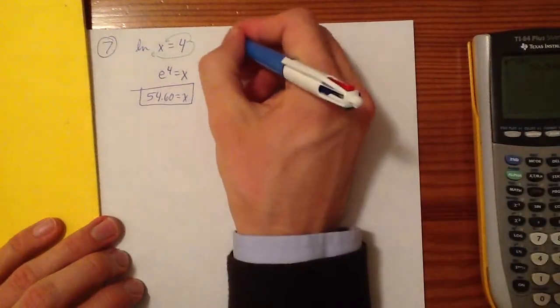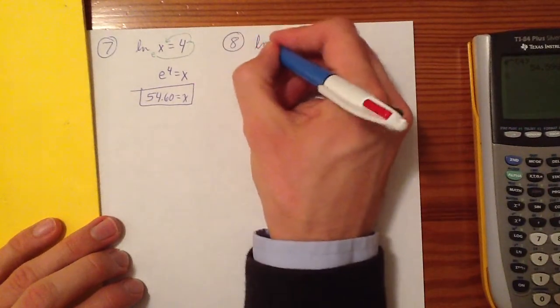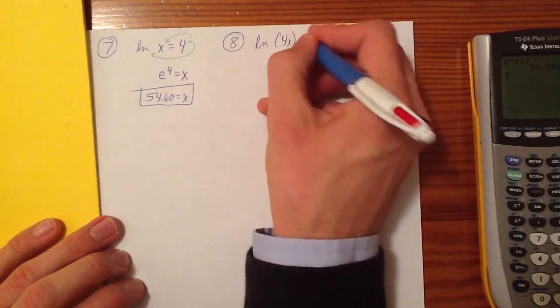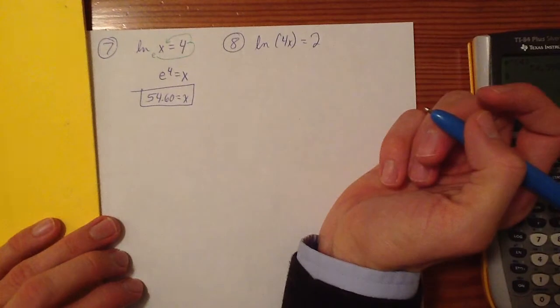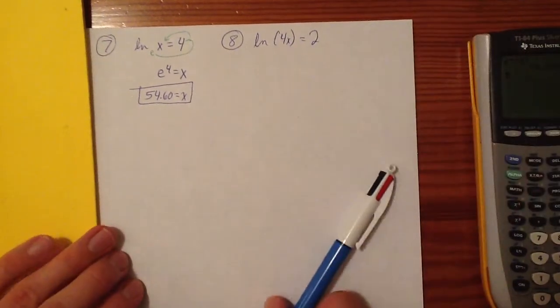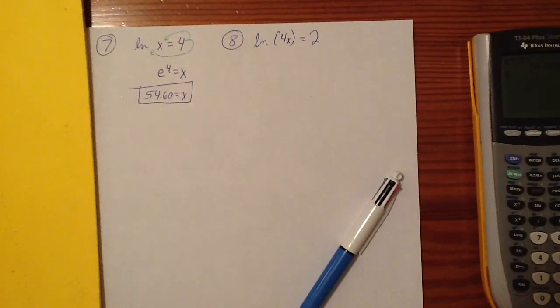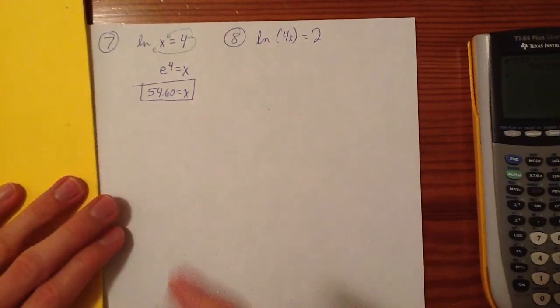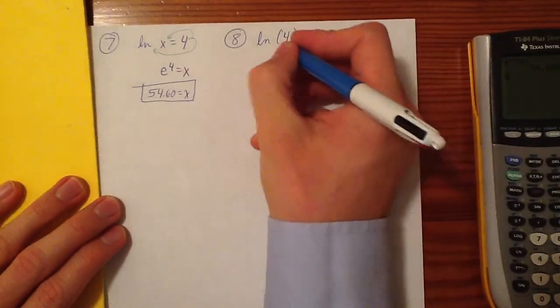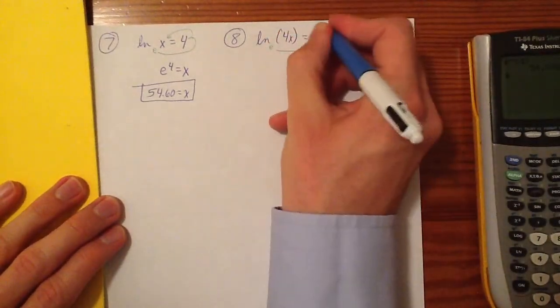The natural log of 4x. I put it in parentheses. I don't know why, but it's perfectly okay. What do you want to do first? I'm going to let you go ahead and do it. What you doing? Taking your e, drawing your heart.